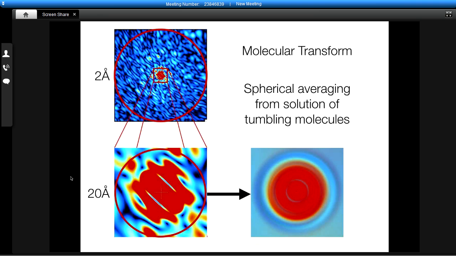But what happens is because we're doing solution scattering, you actually have spherical averaging. The molecules are tumbling in solution, and they're tumbling over the time of the experiment. And so you end up with isotropic scattering on your detector, and you lose all that information that's available in the 2- and 3-dimensional patterns that you don't get in an isotropic pattern.